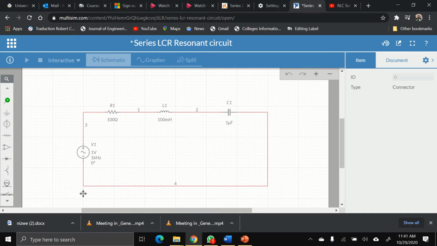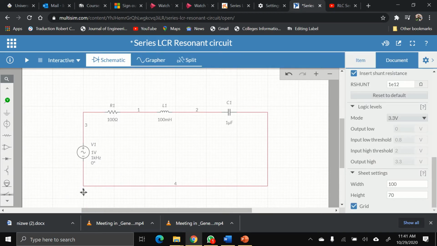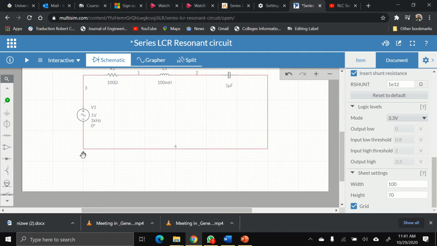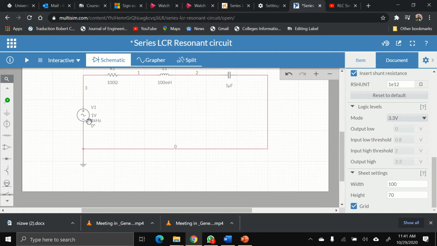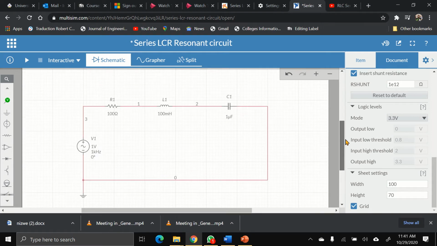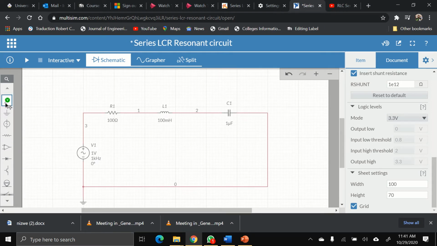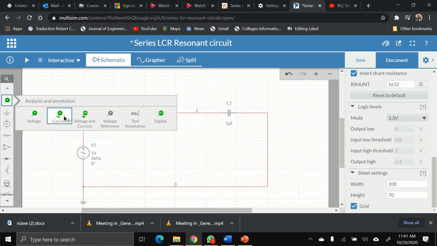The ground is a very important terminal. The ground goes to the negative, so we have to connect it here, and we can connect it by wire. The ground is always connected to the negative of the supply. This side is the negative, so it will be connected to the negative of the supply. Now I need the ammeter, to measure the current.